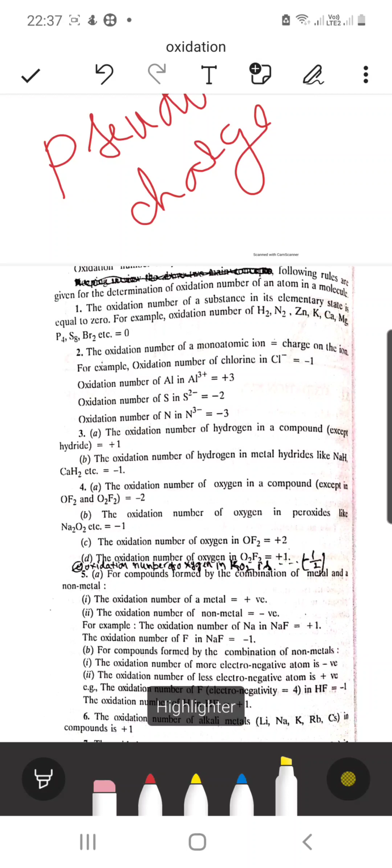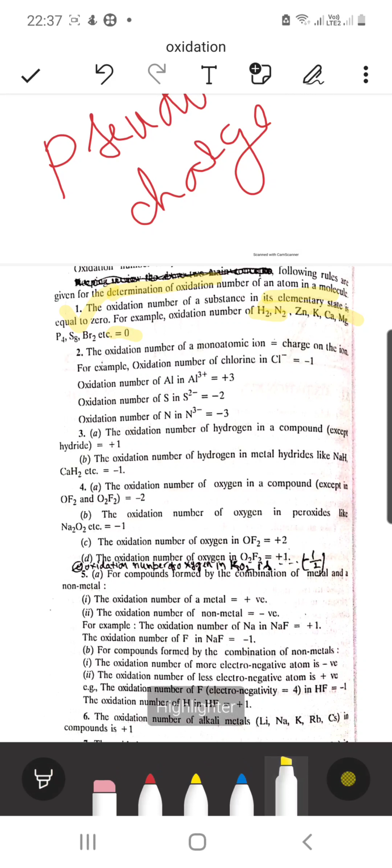Here are some rules for determination of oxidation number of an atom in a molecule. The first rule is that a substance in its elementary state has oxidation number equal to 0. For example, H2, N2, zinc, potassium, etc.